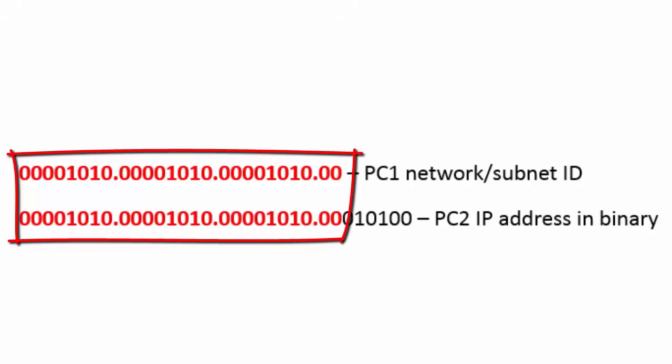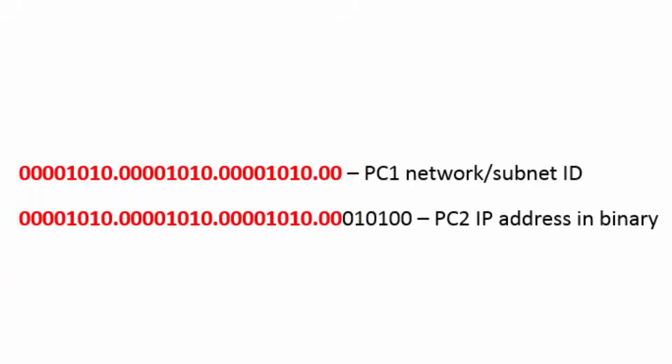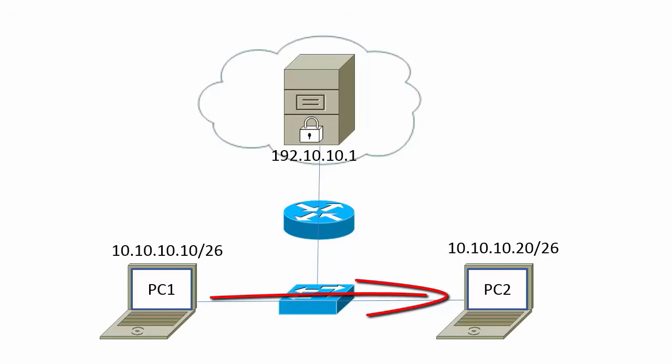Now, because the binary bits are the same, PC1 can then conclude that PC2 is on the same subnet. Therefore, it can communicate directly with it, and it does not need to send the data to a default gateway. PC1 will create a frame with its own source MAC address, and then the MAC address of PC2 as the destination.